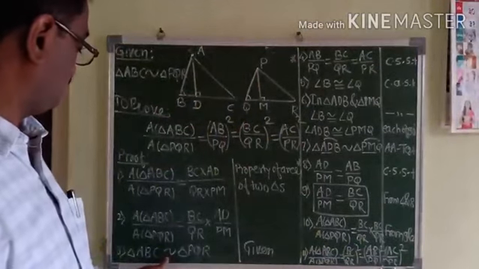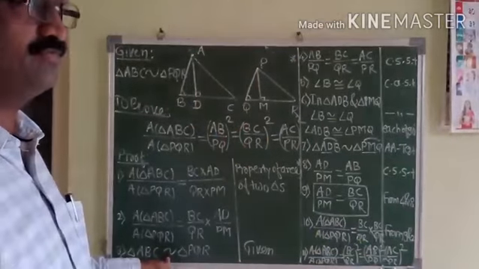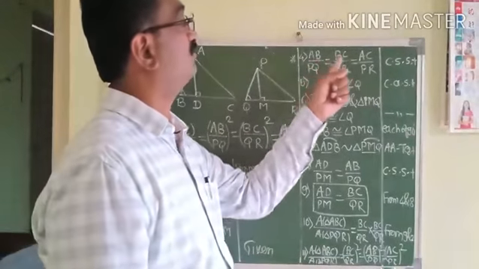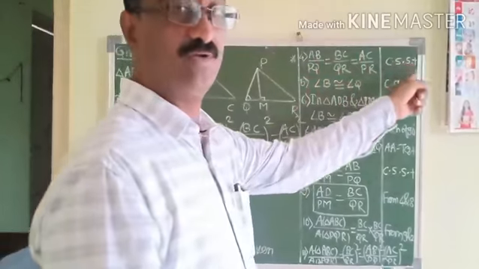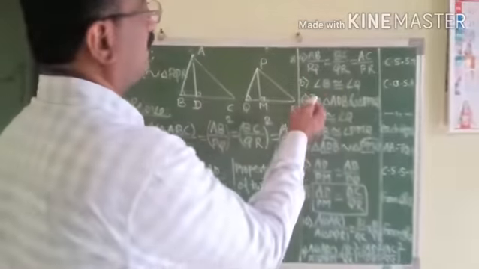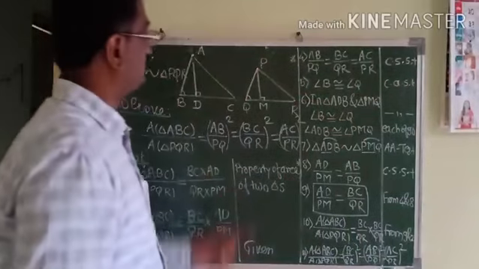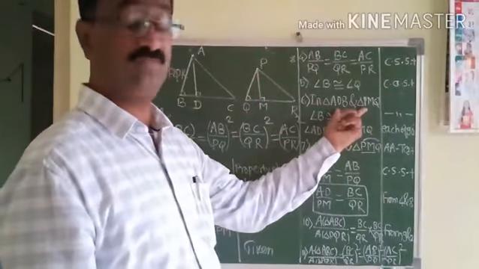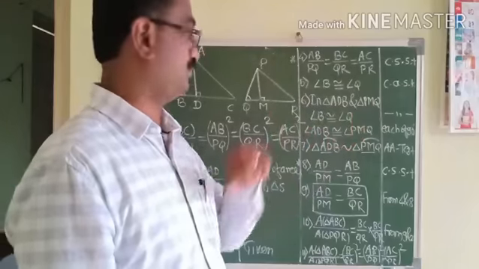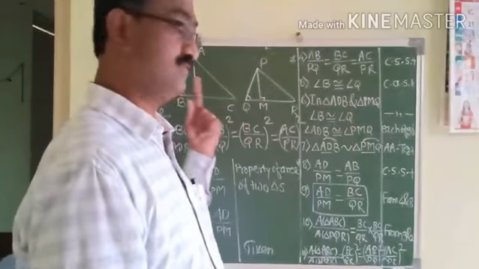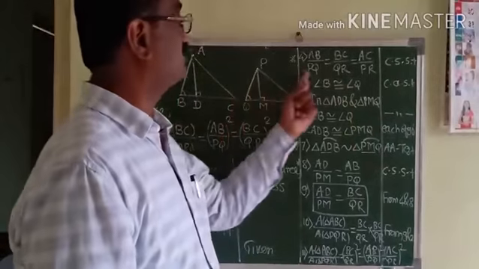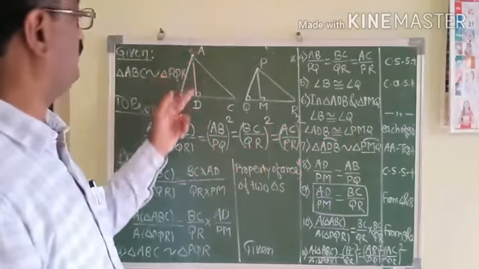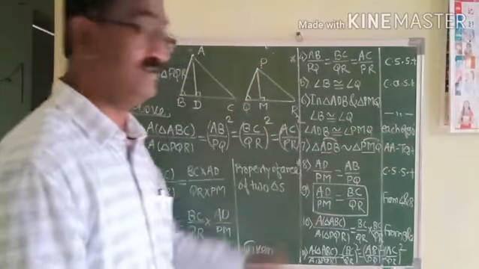So after this, given triangle ABC similar triangle PQR, therefore their corresponding sides are in proportion. AB upon PQ is equal to BC upon QR is equal to AC upon PR, corresponding sides of similar triangles. Also their corresponding angles are equal. Now take this smaller triangle ADB and PMQ. In triangle ADB and triangle PMQ, angle B congruent angle Q, corresponding angles of similar triangles. Angle ADB congruent angle PMQ, each of 90 degree, construction.